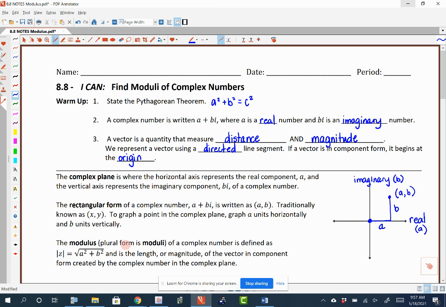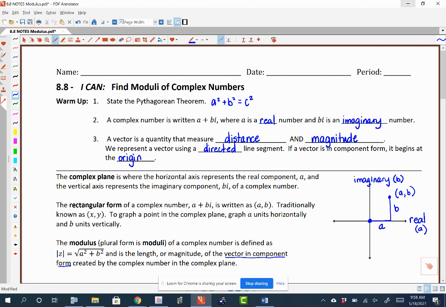Our next vocabulary says that the modulus, which is the plural form of moduli, which we saw up in our objective, the modulus of a complex number is defined as, so we notice that we have this z with absolute values around it. It's technically in that vector notation, it looks like absolute values, but it's actually talking about magnitude or length. So we can find the length of any complex number if we're thinking about a vector in component form.